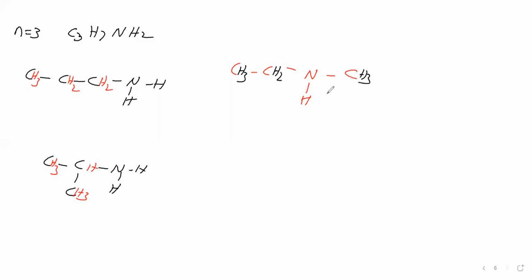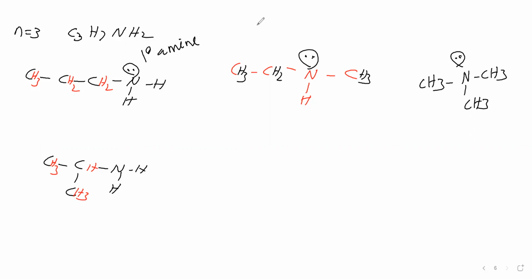We can write even a tertiary amine for this. That means write N, give 3 bonds. Here you give 1 carbon, here you give 1 carbon, here you give 1 carbon. It is called tertiary amine. Therefore, this is primary amine, this is secondary amine, and this is tertiary amine, we can say.